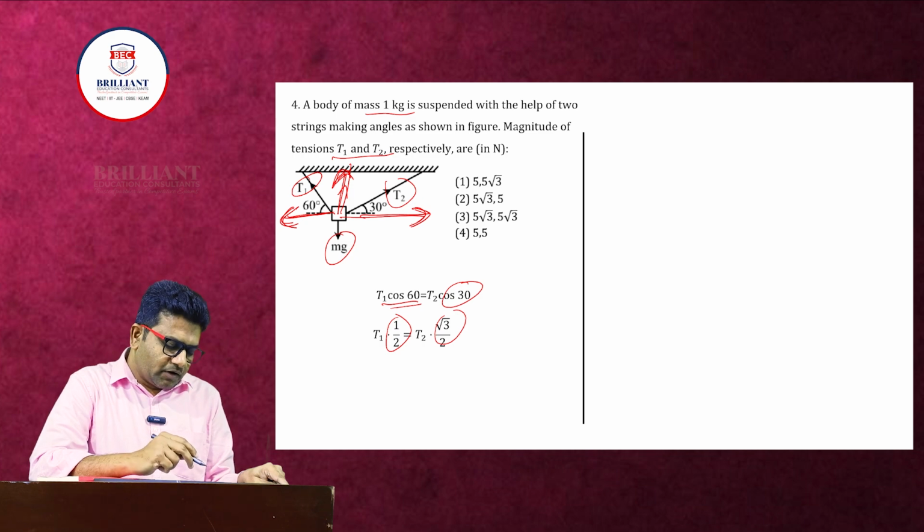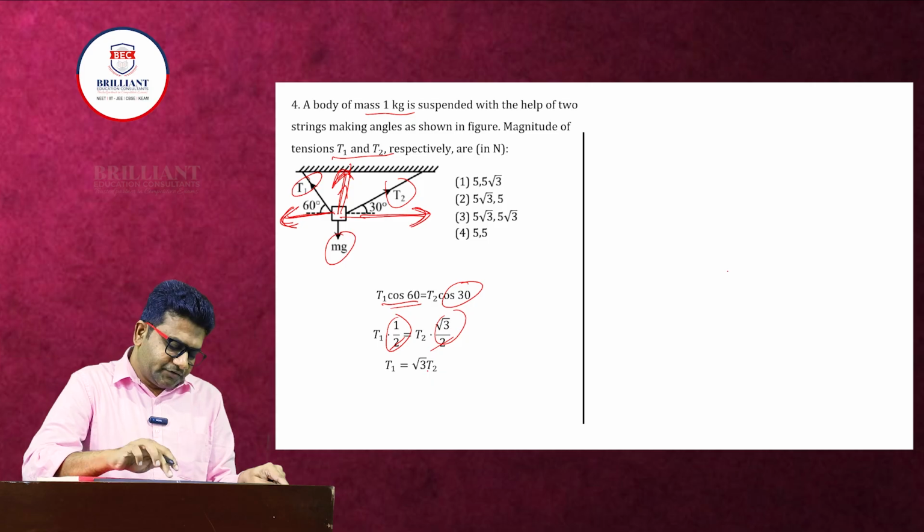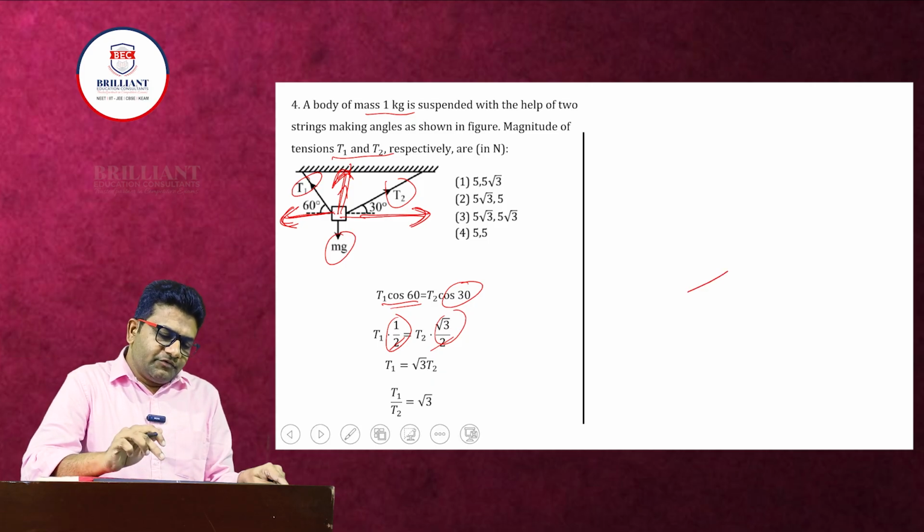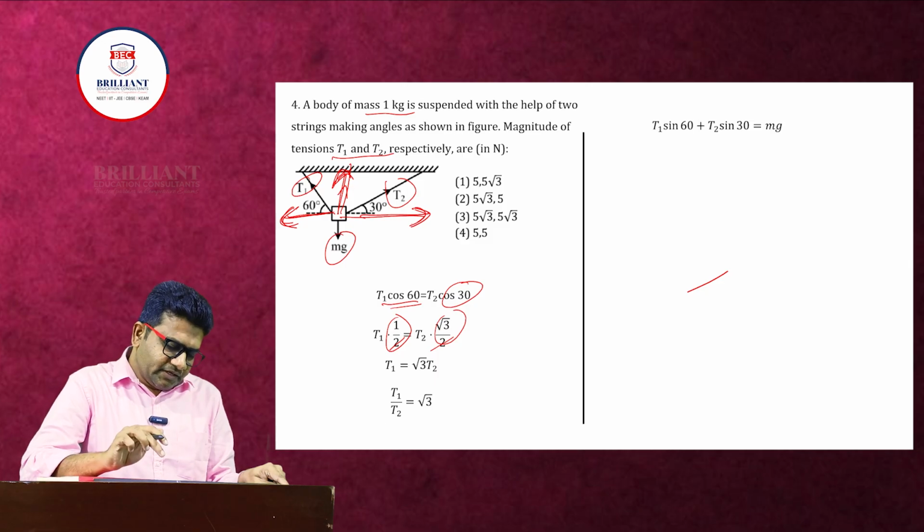So T1 into 1 by 2 is equal to T2 into root 3 by 2. So T1 is equal to root 3 T2, where the 2s are cancelling. So T1 is equal to root 3 T2. Now coming to T1 by T2, it is equal to root 3.